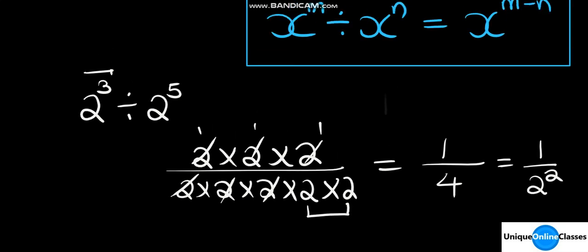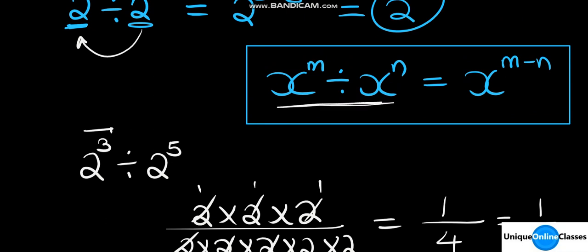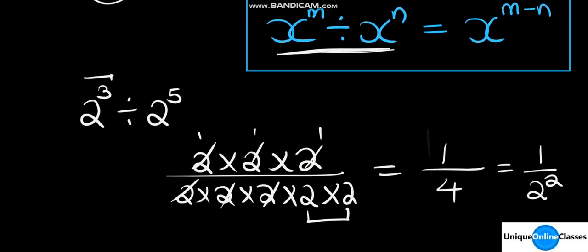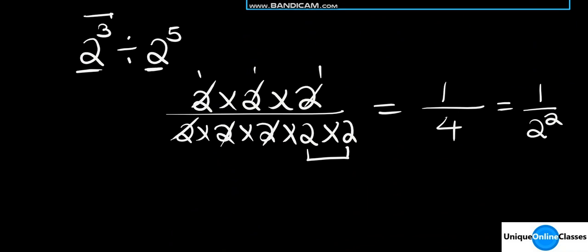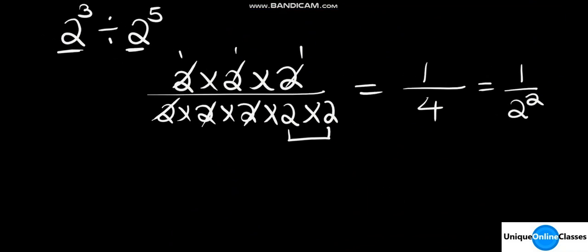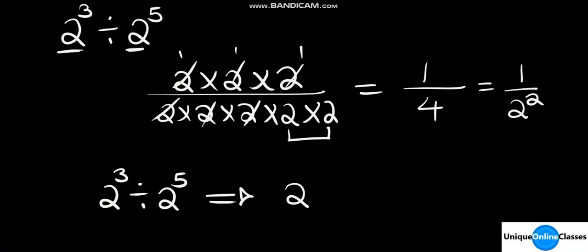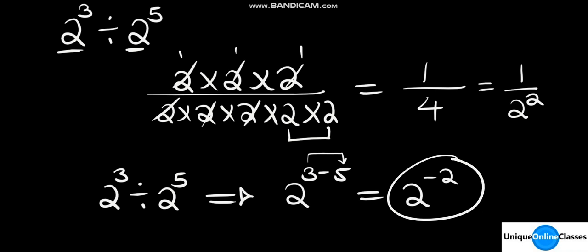Now let's go back to what we did above: we are dividing numbers of the same base, so we subtract the powers. We have 2 power 3 divided by 2 power 5. We just subtract the powers, so it will be 2 power 3 minus 5. If you subtract 3 minus 5, the answer will be 2 raised to the power negative 2.